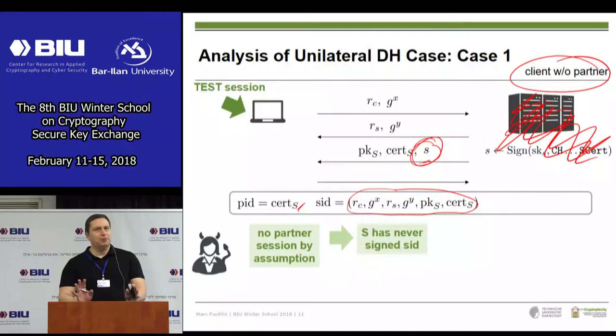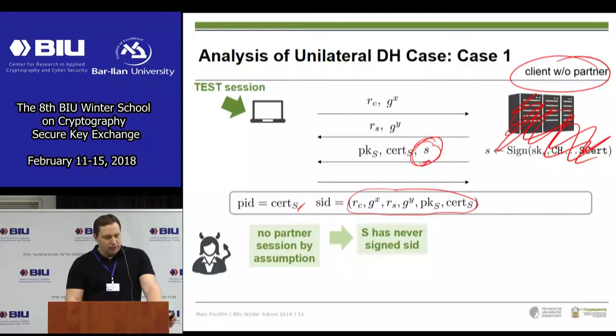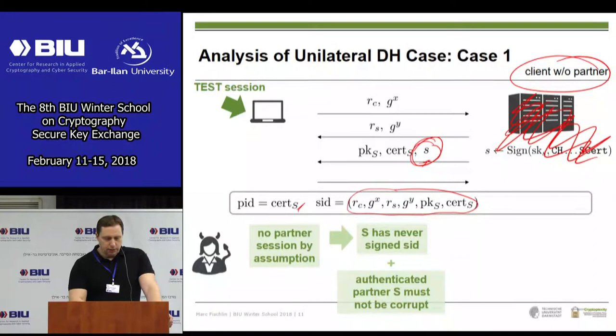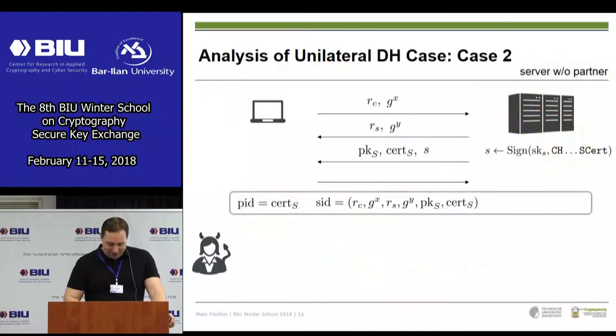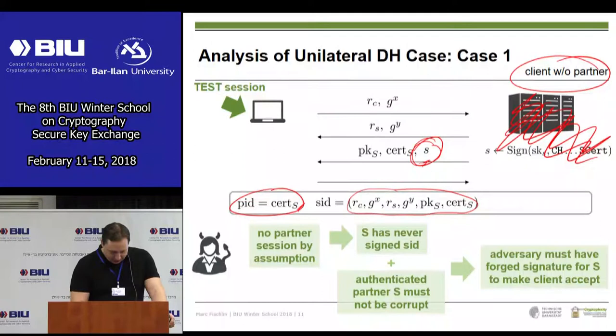So let's look at the case that the test session is on the server side. Okay? So now we're testing this. There's no partner. This is the assumption. So what about security now? Irrelevant. Why? I cannot test this. Why? BR somewhere. Exactly. Active security. There you are.